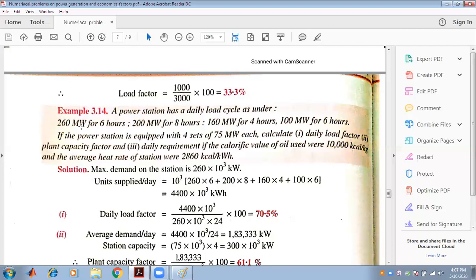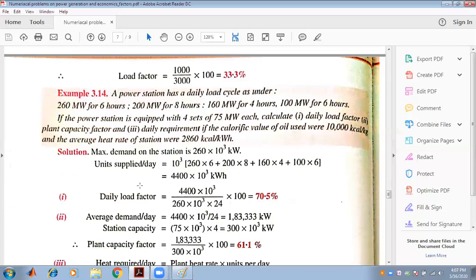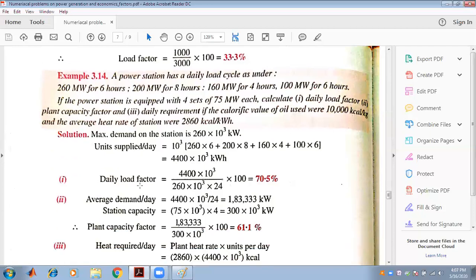So what is the daily load factor? Daily load factor can be calculated by the total generation units supplied, 4400 into 10 to the power 3, divided by the maximum demand, 260 into 10 to the power 3 into 24, into 100 in percentage, which is equal to 70.5%.